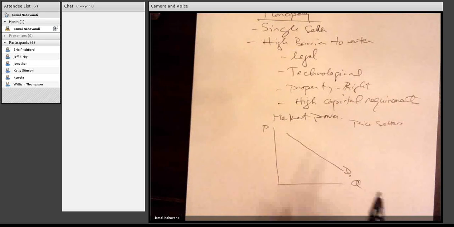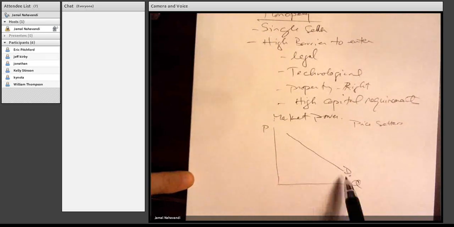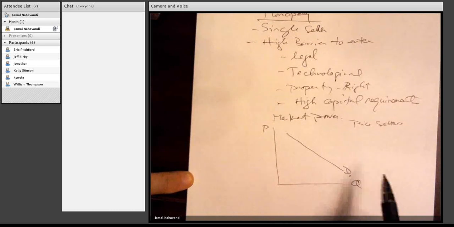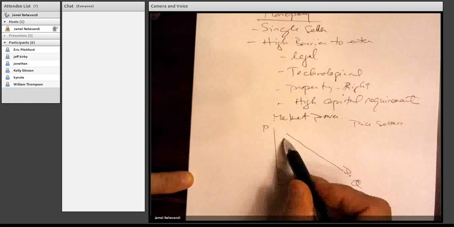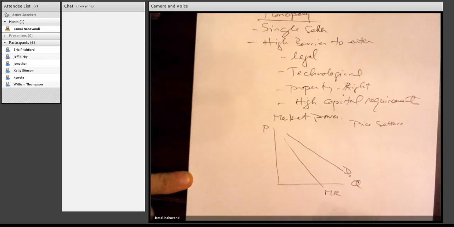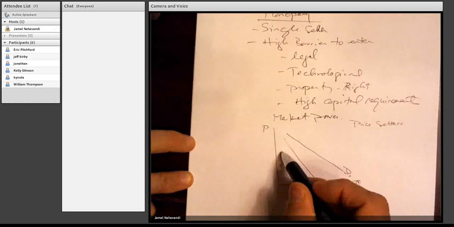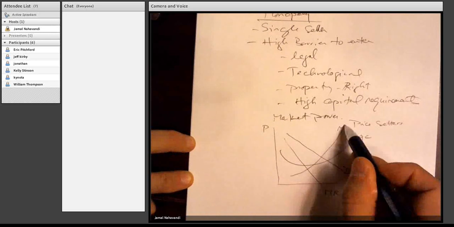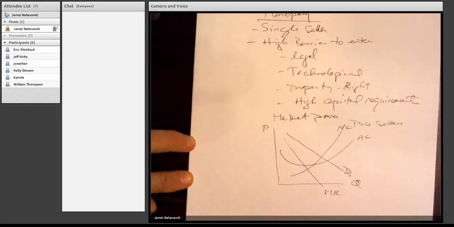So anyway, in that case, because you have to drop the price to sell more, marginal revenue is different. Every time you want to sell one more, you have to drop the price not only on that last unit, but on every other unit sold. So you have a marginal revenue that is below the demand curve and is similarly downward sloping. And like before, we have the average cost and the marginal cost. Very similar.